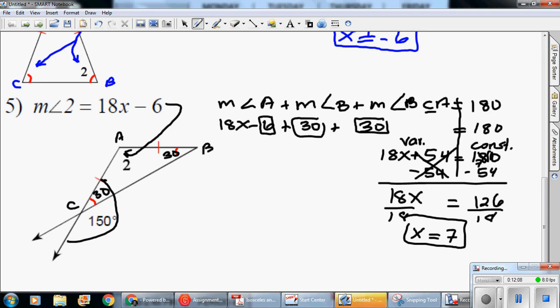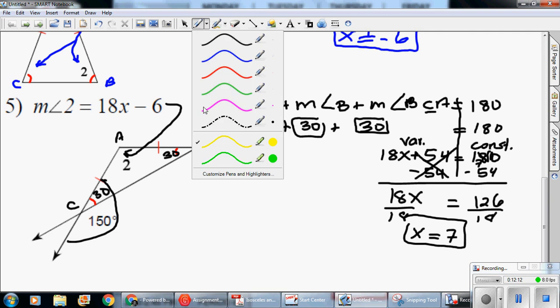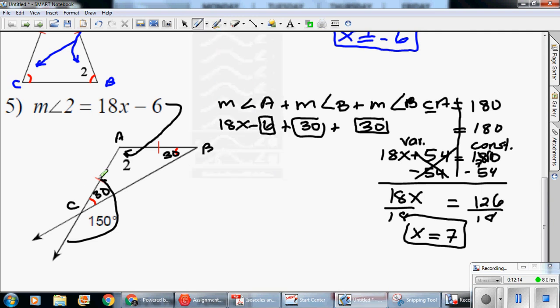Okay? So it's very similar to what we've done before. The only trick is this. You have to know what these mean. And if those sides are congruent, the angles opposite are also congruent. Okay? Now you're ready for the assignment. Go ahead, get started with the assignment.